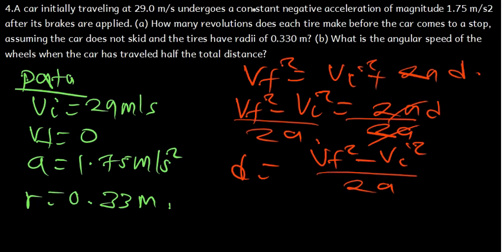Let's plug in the values. So my d is going to be equal to, the final is 0, the initial is 29. Now I have to square it.